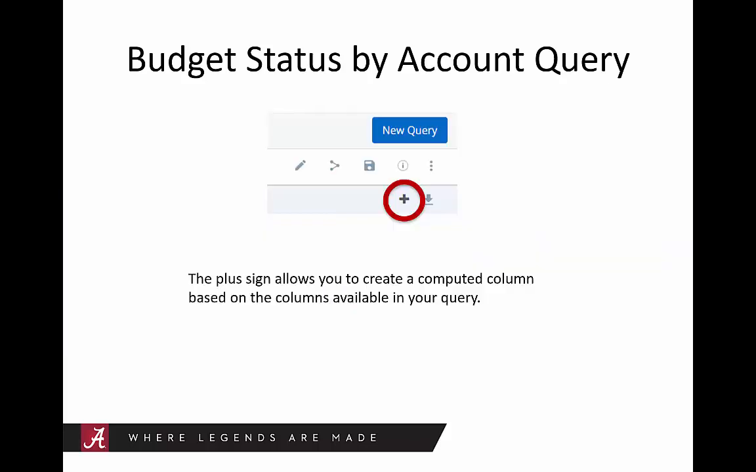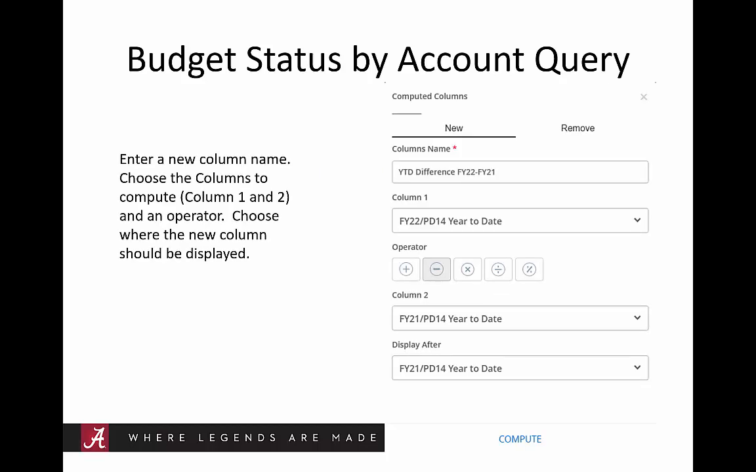Now let's add a computed column to our query. Choose the plus sign on the top right of the page. For our computed column, let's enter a column name. We will call it Year-to-Date Difference, FY22 minus FY21. Choose column 1 in your computation. We will select fiscal year 22 year-to-date.